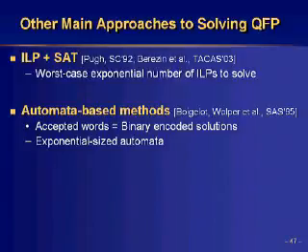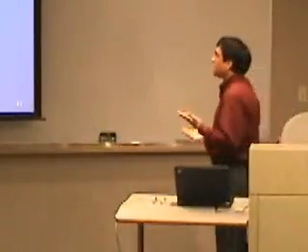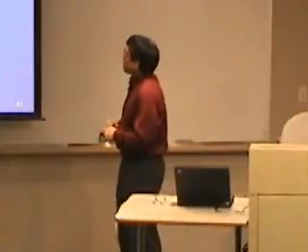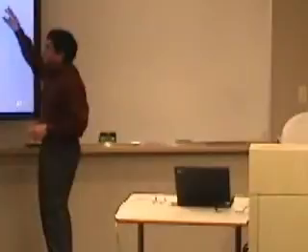Okay, so that's the sketch of the proof. So let me now describe some experimental results. There are two main approaches to solving quantifier-free Presburger. The first is the ILP plus SAT approach that I talked about earlier in this talk. But there is another approach based on automata theory. So let me just say a little bit about how that works.